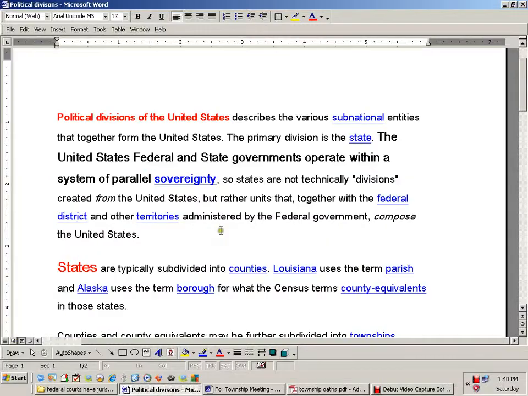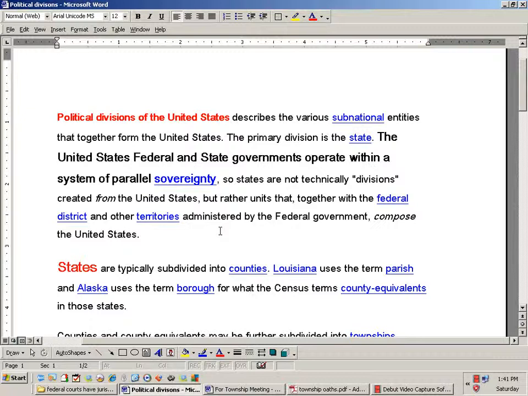So, what's a political division? Political divisions of the United States describe the various subnational entities that together form the United States. Okay, so we have subnational entities that all together form the United States. Well, the Supreme Court has said one of the definitions of the United States is a sovereign, so that's you. Okay? So you're a subnational entity, a sovereign.